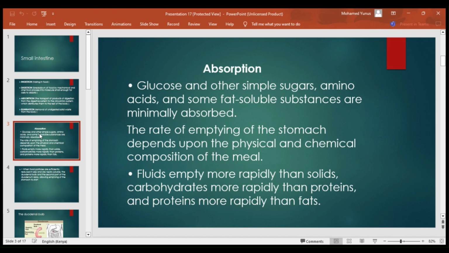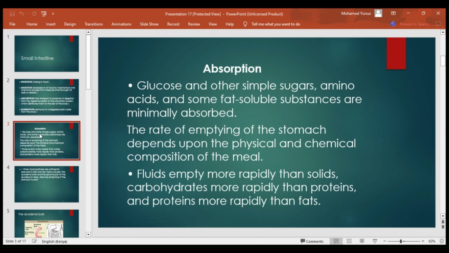Glucose and other simple sugars, amino acids, and some fat soluble substances are minimally absorbed. The rate of emptying of the stomach depends upon the physical and chemical composition of the meal. If we compare, fluids empty more rapidly than solids. Say someone has taken a fluid meal and someone has taken a solid meal, the fluid will be absorbed faster than the solid.